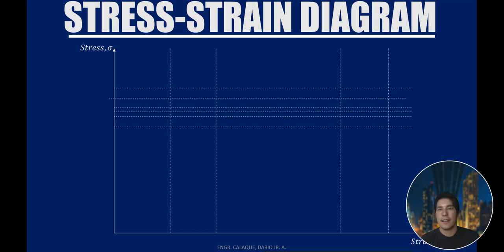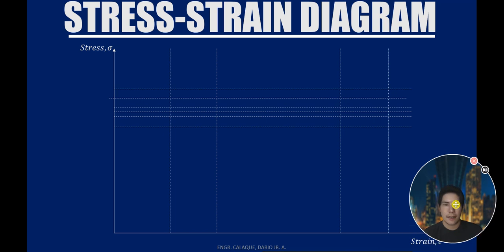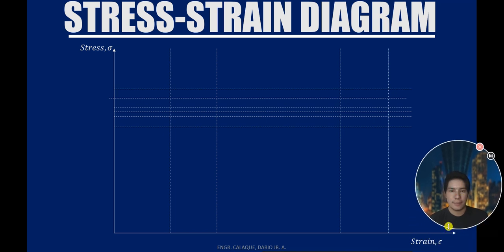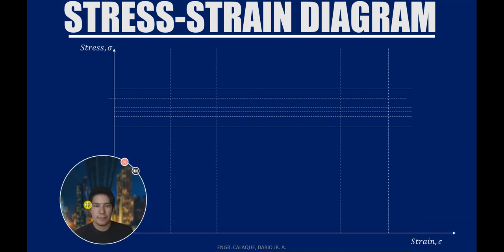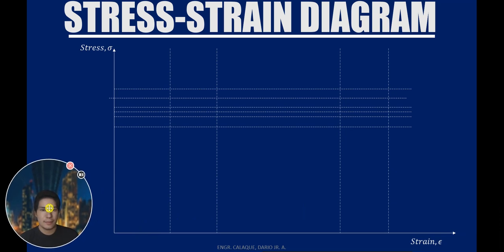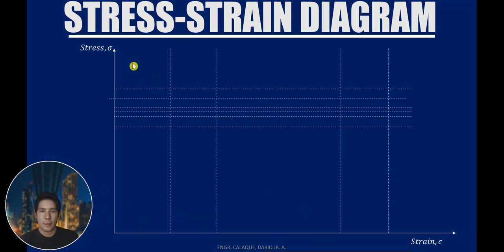So ito yung stress strain diagram natin. So for instance, yung x-axis natin represents the strain. Yan. And yung y-axis natin represents the stress, no? So bali yung curve na to, we call it the stress strain diagram. Okay? Itong curve na to.